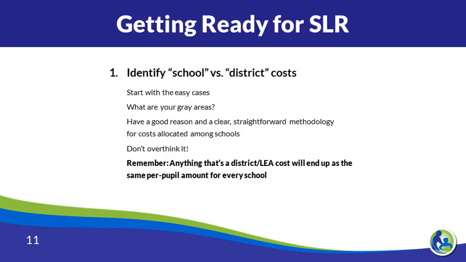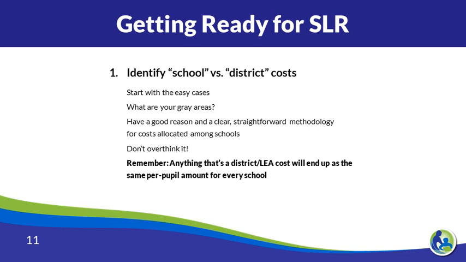If your district has not started preparing for school-level reporting, there are a number of things you should be doing to get ready. The first is to identify which sorts of costs in your district or LEA are at the school level versus those at the district level. Start with the easy cases. A second-grade teacher at your elementary school has a salary and benefits that they are paid, along with supplies, curriculum materials, and other things for their class. It would make sense to assign all those costs to the elementary school.